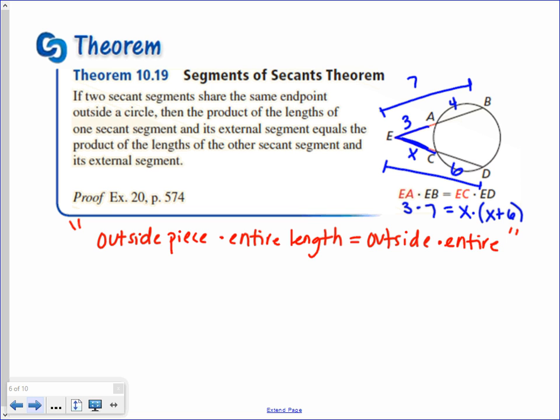But otherwise, you're going to hear me say this a lot today. Outside piece times the entire thing equals outside piece times the entire thing, not outside times inside. That's not how it works. You will not get the same answer that way. It's not proportions either, so don't try and set up proportions and cross multiply. Can I keep going? Is anybody still writing stuff down on this slide?